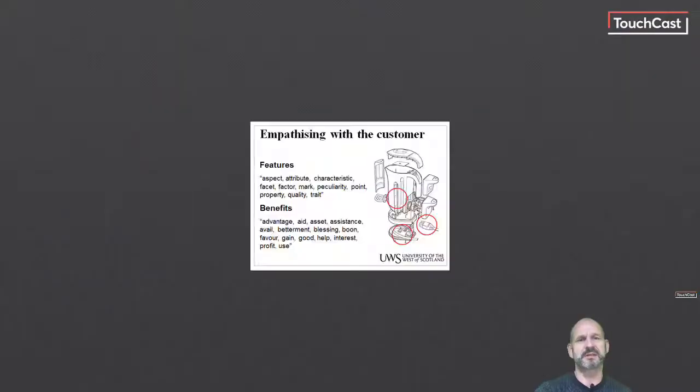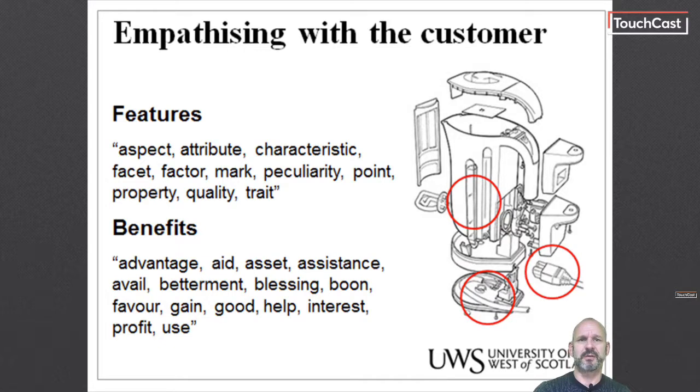Now, here with the product, we need to think about the difference between features and benefits. Features are aspects of the products which do particular things, whereas benefits relate to the value which these features bring to the customer. In the example in this slide, one feature of this kettle is the water level indicator, which means that the user can see at a glance whether the kettle needs to be refilled or not.